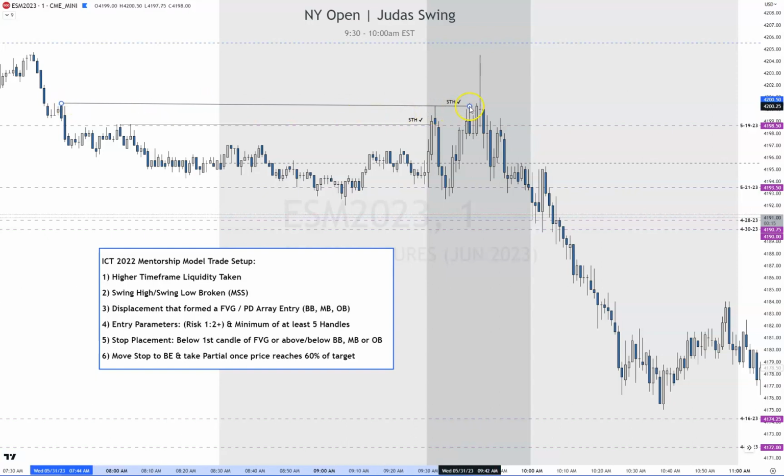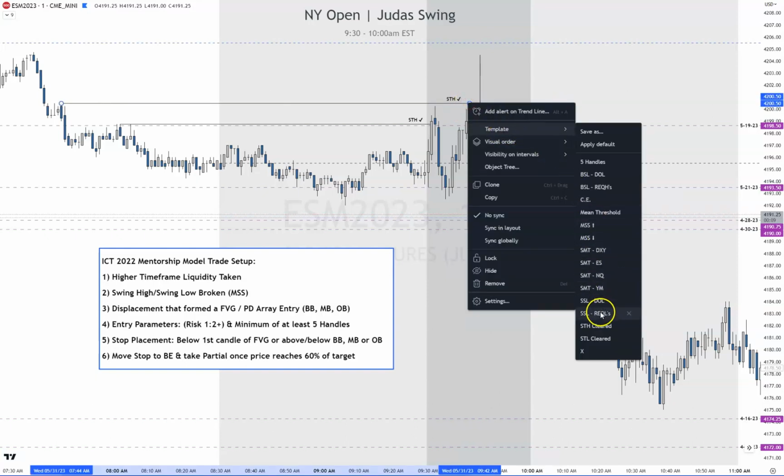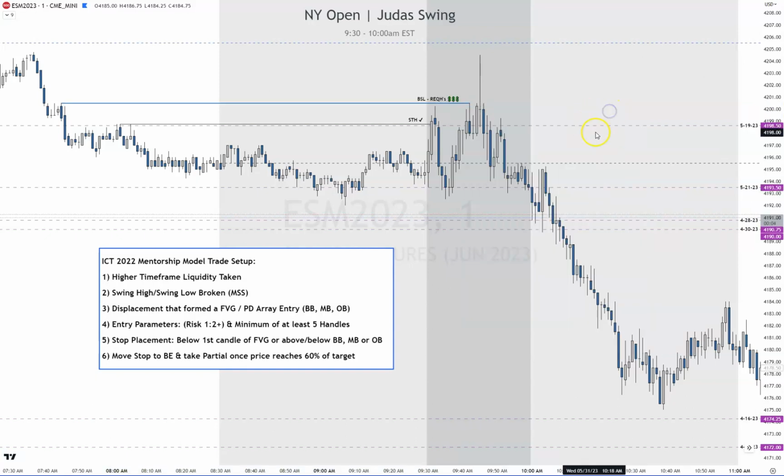And just right there, now you've got relatively equal highs. And then price trades through it. And where does it go? What does ICT tell us?